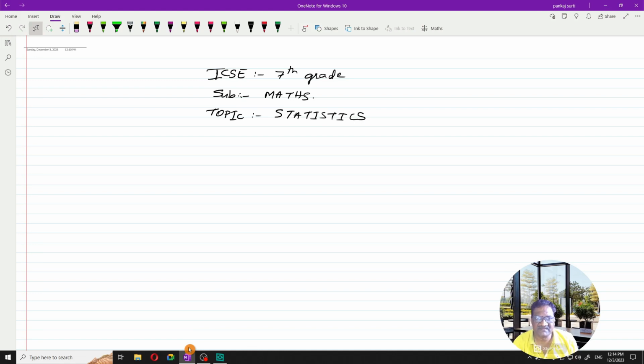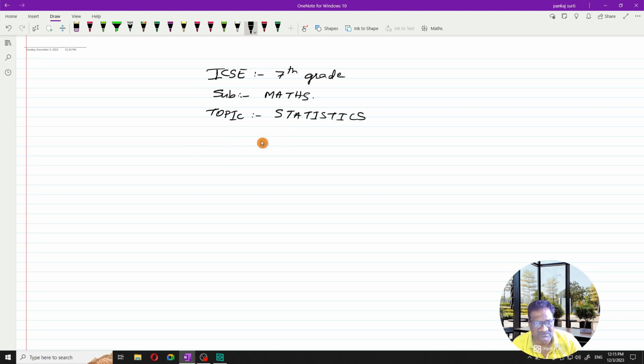And today is a session for ICSE 7th grade, and the subject is mathematics, and the topic is statistics. So let us get started without any delay. In this 7th standard ICSE mathematics, the topic is statistics. All you have to study is the preliminary, or you can say the elementary things on statistics. You are not going to do much, but all the basics about statistics you are going to study in this 7th grade.